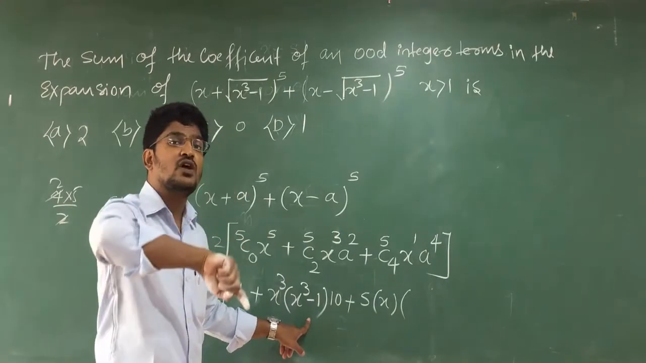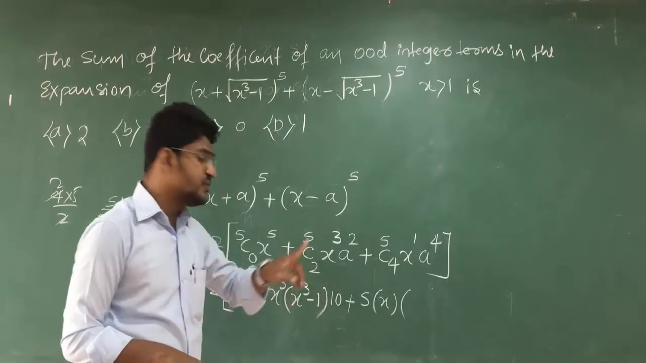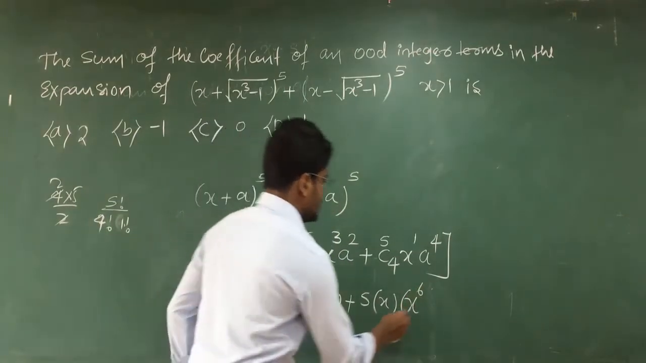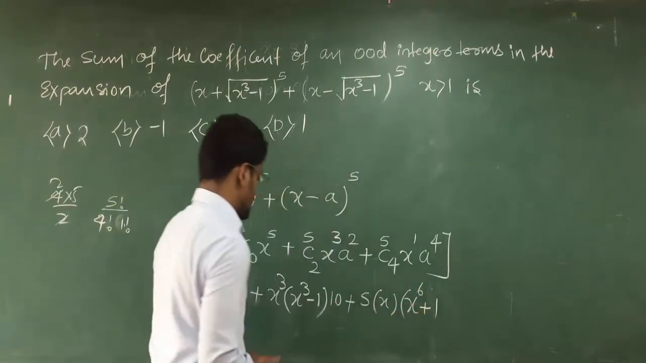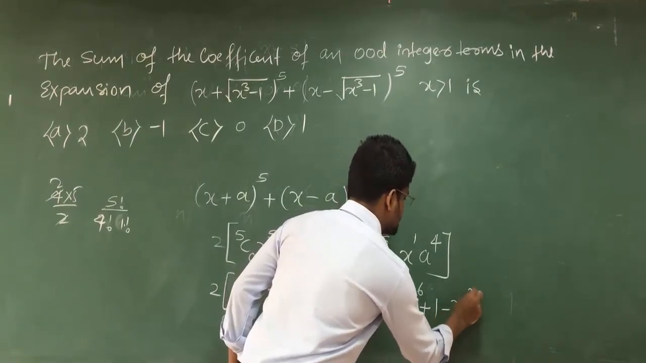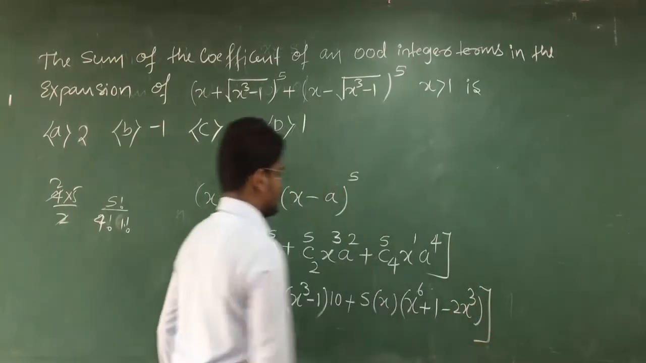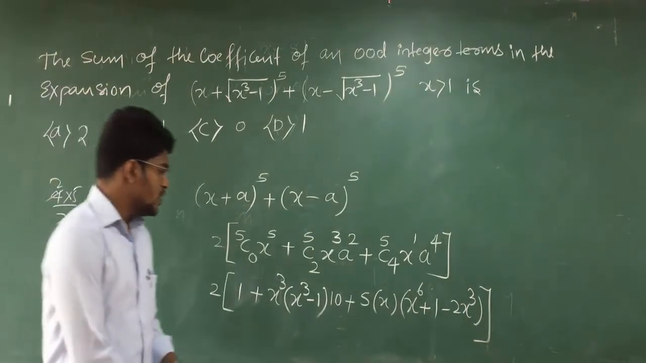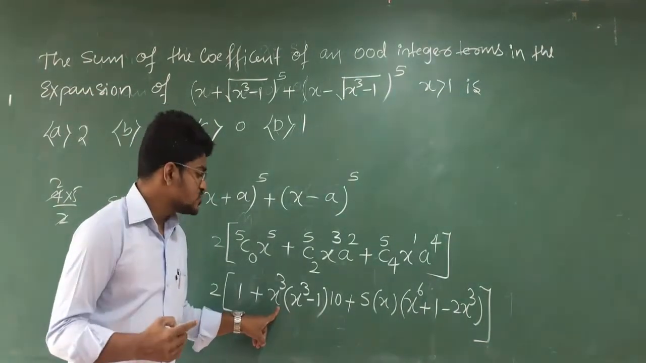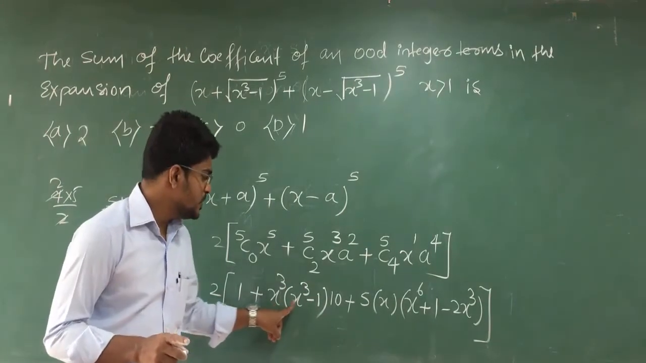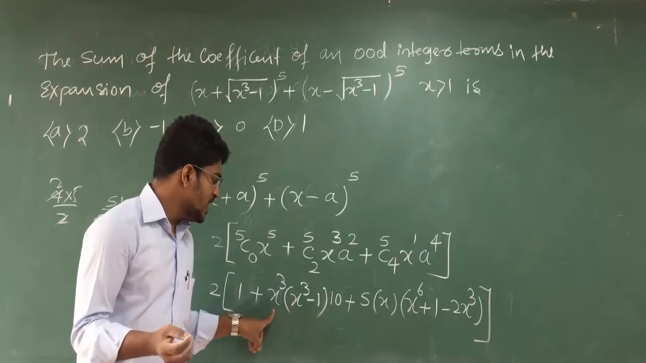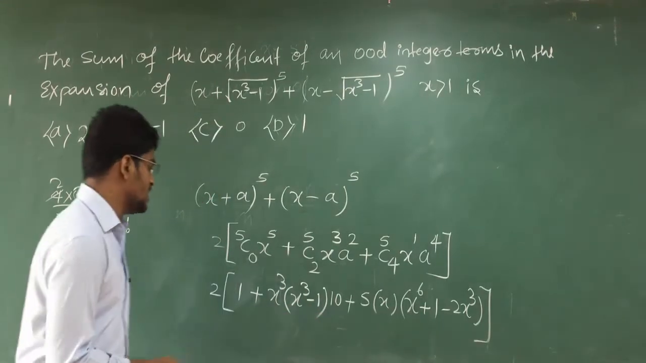Now a to the power of 4. A to the power of 4 means square of this. So it will be x to the power of 6 plus 1 minus 2x cube you are going to have. Clear? So now x cube into x cube is x to the power of 6. So x to the power of 6 I don't need. x cube into minus 1, so x cube you are going to get. So therefore minus x cube into 10, that will be minus 10.